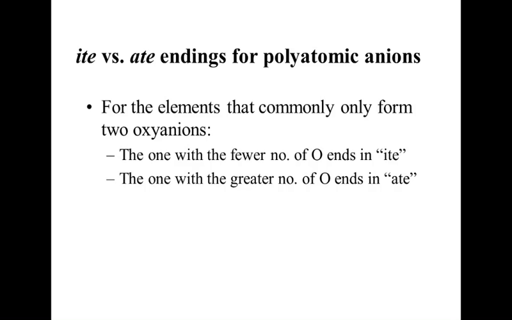Now, the deal there, in this case nitrogen, is that the one that has less oxygen is the "ite." The one that has more oxygen, I always think of "ate," it ate more oxygen. Okay? It has more oxygen. Now for sulfur, it's different. You have SO4 2 minus sulfate, but you have SO3 2 minus sulfite. So instead of 3 and 2 like nitrogen, it's 4 and 3, right?